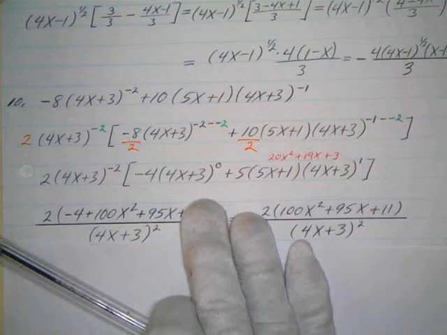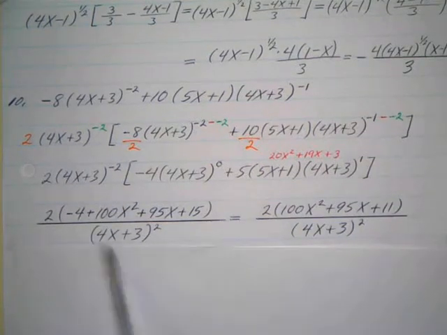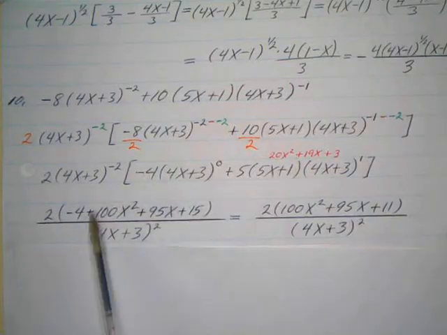And to save a little bit of room also, I put this 4x plus 3 to the negative 2 in the bottom this time. I could do it any time. I chose to do it there, so I left the 2 out there. And then I have this negative 4 times 1, which is negative 4.